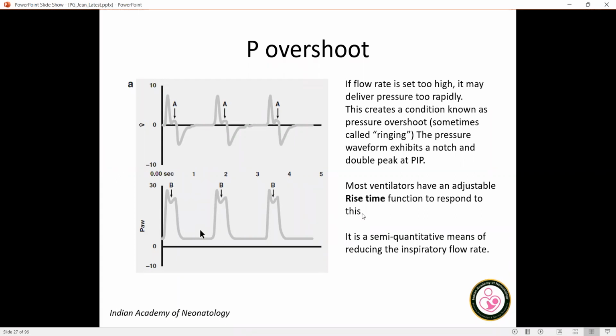All modern ventilators have a rise time, which will help in adjusting the flow rate so that it will not rise too fast. If it is rising too high, we can adjust the rise time, which is a semi-quantitative means of reducing the inspiratory flow rate. The pressure should not overshoot like this, as it can cause ventilator-induced injury.